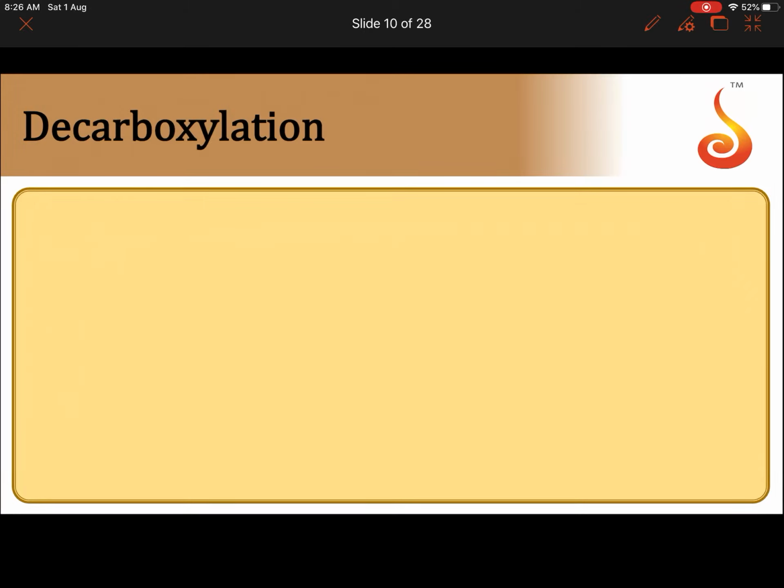Decarboxylation reaction of carboxylic acids. When sodium or potassium salts of carboxylic acids are treated with a mixture of NaOH and CaO, that is, a mixture of sodium hydroxide and quicklime, called soda lime, this soda lime acts as a decarboxylating agent, meaning it removes a molecule of carbon dioxide.